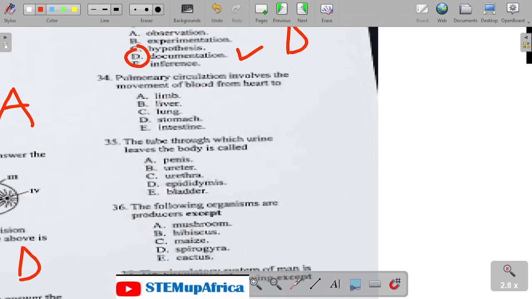Then let's see. The pulmonary circulation involves the movement of blood from the heart to the lungs. We answered a similar question earlier. From the heart to the lungs, which is option C. That is 34. The tube through which urine leaves the body is called the urethra. The ureter carries urine from the kidney to the bladder. So it's option C.